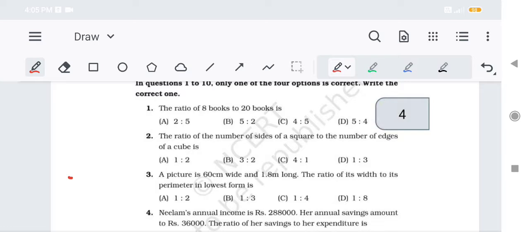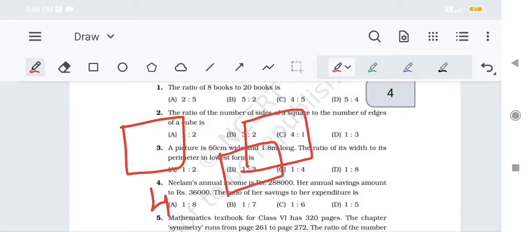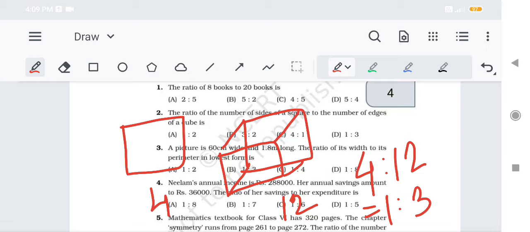Okay, now without wasting time, let's do the next one. Now here in the next sum it is written the ratio of the number of sides of a square to the number of the edges of a cube. Very easy. Now in a square we always get 4 sides, and in a cube if you count the number of edges properly you will get 12. Okay, now you have to find the ratio of these two numbers. So it will be 4 is to 12 and the answer will be 1 is to 3. So where we are getting this option 1 is to 3? Yes, it is option D only.